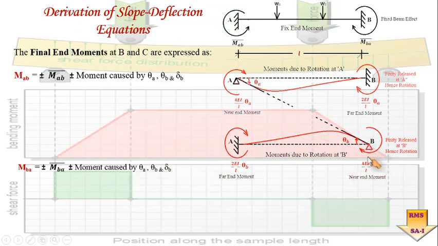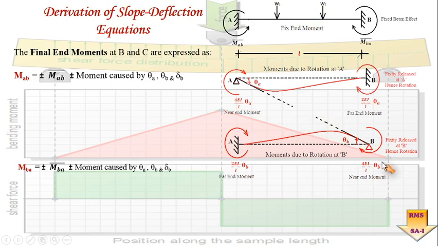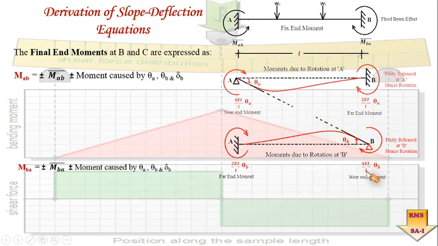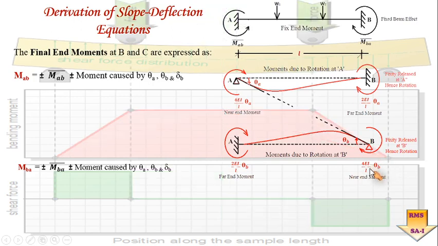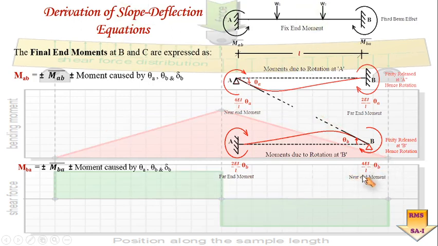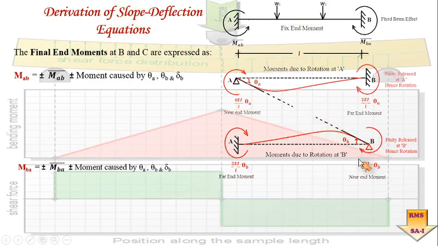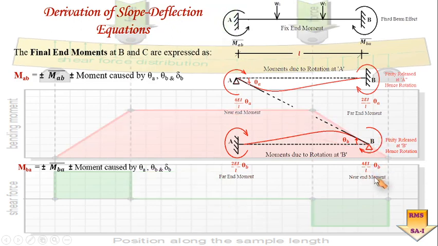So that moment value or magnitude is equal to 4EI by L into theta B. Is it okay? So this is the near end moment now. What is the point under consideration? B. So its near end moment is 4EI by L into theta B.